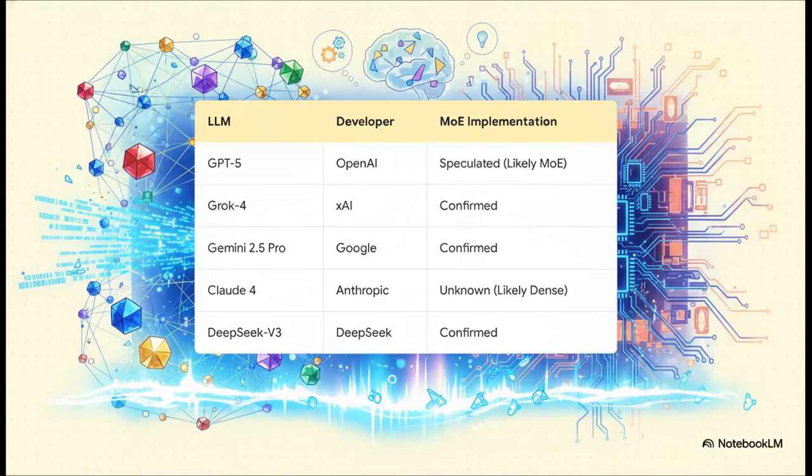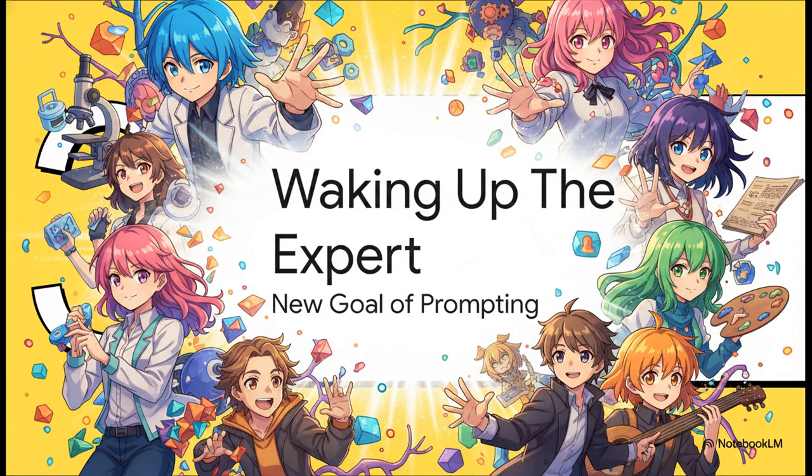And listen, this isn't just some theory in a research paper. MoE is already here, and it's powering the biggest models out there. We know for a fact that Google's Gemini 2.5 Pro and xAI's Grok 4 are MoE models. Newcomers like DeepSeek V3 are built on it. Heck, even GPT-5 is widely believed to be an MoE model. This is fast becoming the new standard for how you build a state-of-the-art AI. Okay, so we've covered the architecture, and we've seen who's using it.